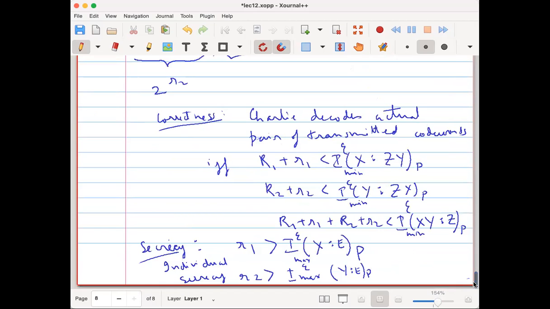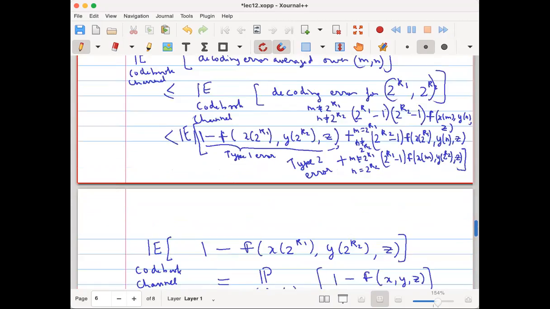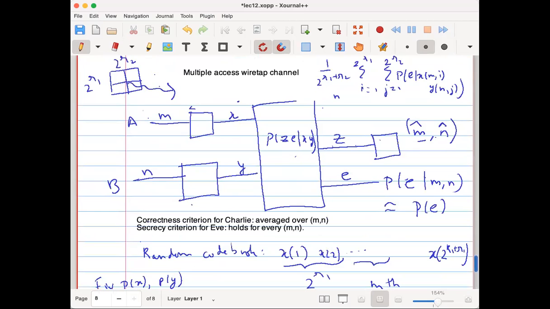So we know what is required for this. Let me write it down and then I'll comment on it. I want R1 plus R2 greater than... So let me explain what this means. I wrote something, but there's a catch to it. Let me explain why the catch is there.